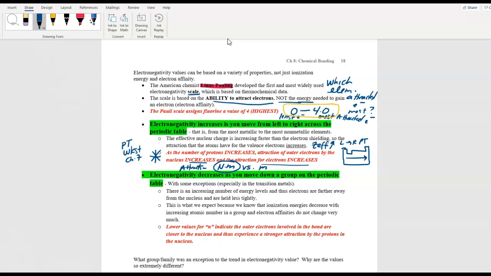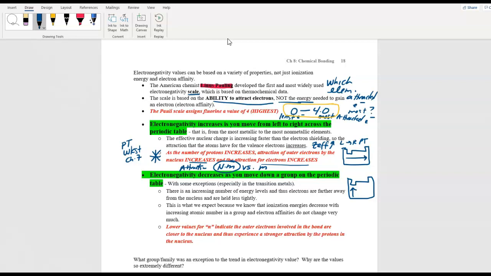So we're going to look at when it goes up in a group. Why does the trend do what it does? So as it goes up, they want electrons the most. And I think you know why, because it kind of sounds familiar.